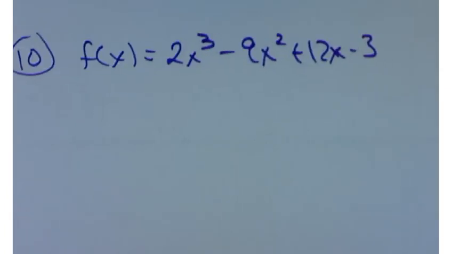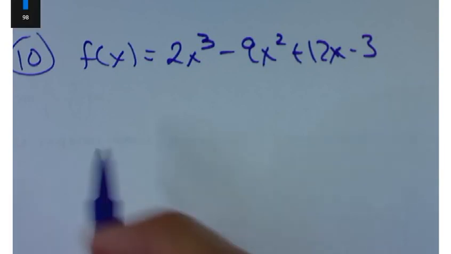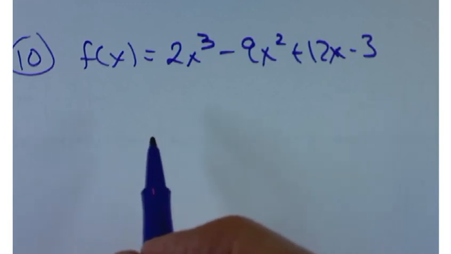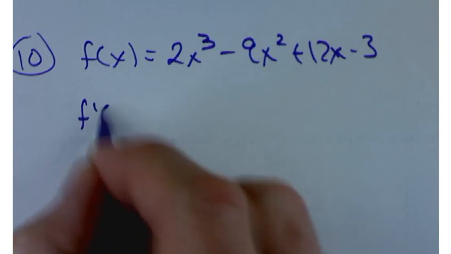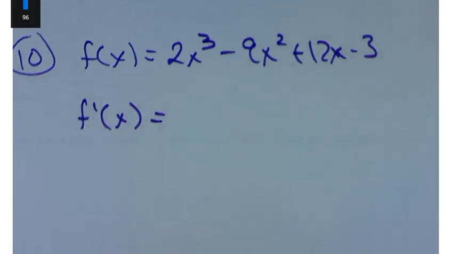And I want to know a few things from this function. I want to know where the function is increasing and decreasing. And that'll actually tell us a little bit more than just where it's increasing and decreasing. It tells us a little bit about minimums and maximums. So we'll first start by finding f prime of x. Go ahead and give it a shot. What's f prime of x equal?